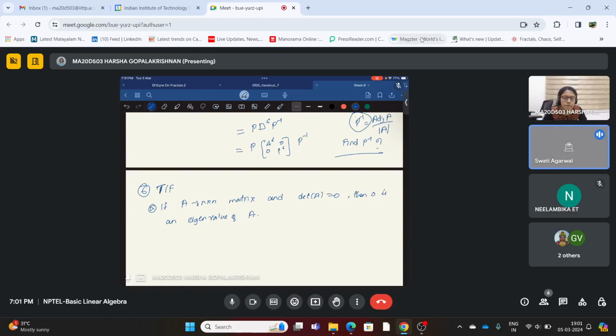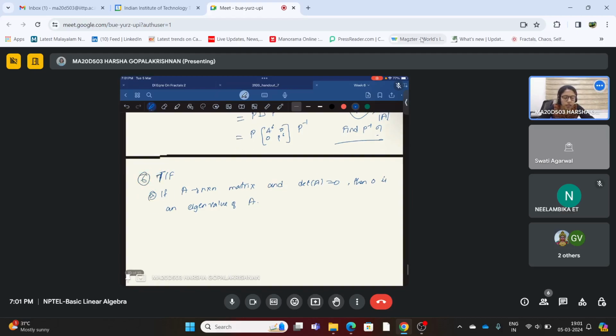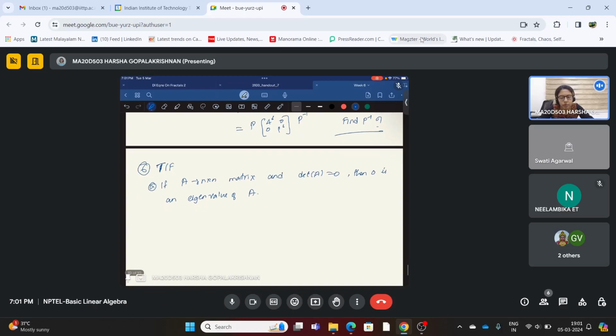Ma'am, can we start? I haven't thought about it, but we know that determinant of A minus lambda I is 0. So determinant of A minus determinant of lambda I is equal to... No, determinant of A plus B is not equal to determinant of A plus determinant of B. Determinant of AB is determinant of A into determinant of B. But addition and subtraction we cannot do.